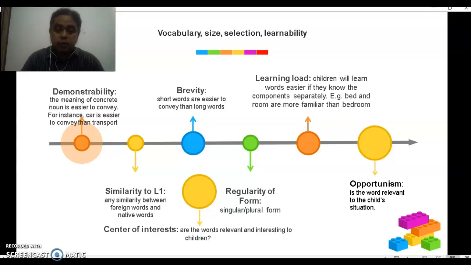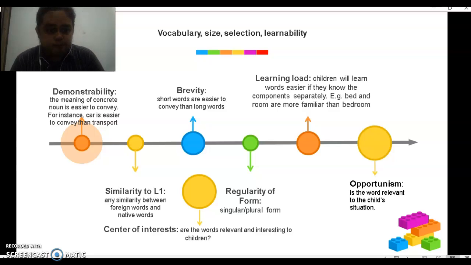The next aspect is brevity. Children should be taught short words first, because short words are easier to convey than long words. Learning load. The children will learn words easier if they know the components separately. For example, the word bedroom. We can see that bedroom consists of two components, bed and room. So bed and room are more familiar for children than bedroom.